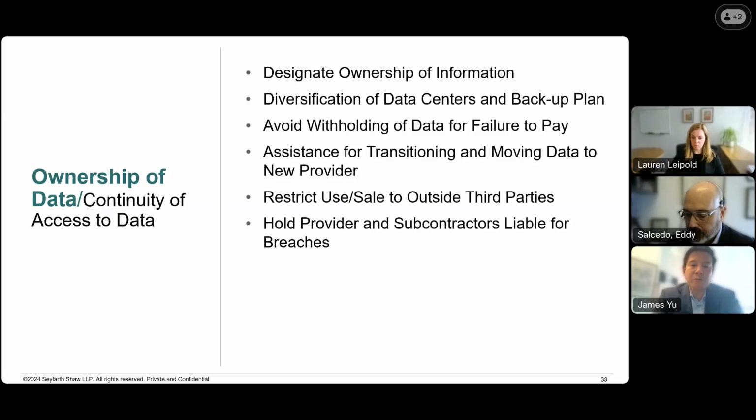So you want to make sure you outline clear definitions in your agreements with third-party vendors who manage your data, about who owns what. And you also want to make sure that you have unfettered continued access to your data, so that it doesn't get withheld for any reason should you need to have it, or that it's not going to be compromised in any way.